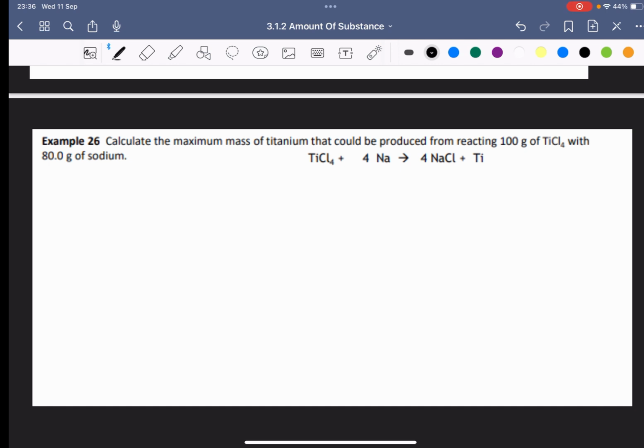Okay, here's another question for us to start from scratch. Pause the video, try it yourself, and play once you're done. Okay, so firstly, we need to find out which reactant is the limiting reactant. So to go about this, I'm going to do my table again.